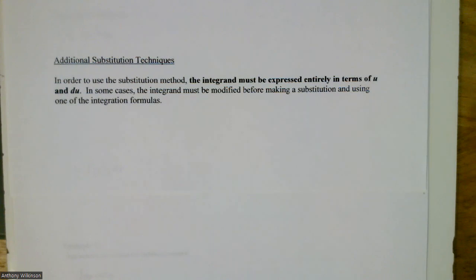All right, now let's look at some additional substitution techniques. In order to use the substitution method, the integrand must be expressed entirely in terms of u and du. In some cases, the integrand must be modified before making a substitution and using one of the integration formulas. Because in some cases it's not always going to be where you can just directly do a u substitution. Sometimes you may have to modify it just a bit. And here's some examples of that.